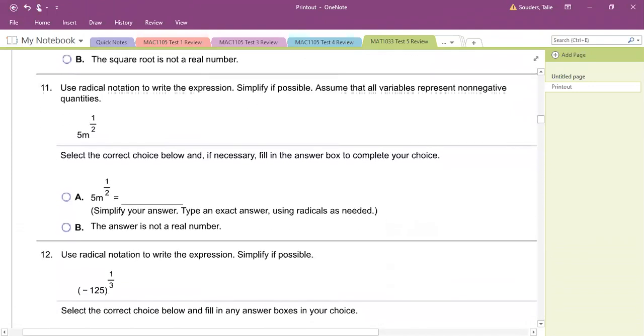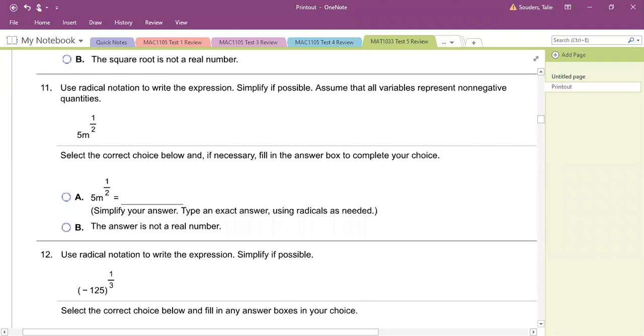Okay, for number 11, we're going to write the expression using radical notation. So I just mentioned a minute ago, but m to the 1/2 is the same as what kind of root? Square root. Very good.